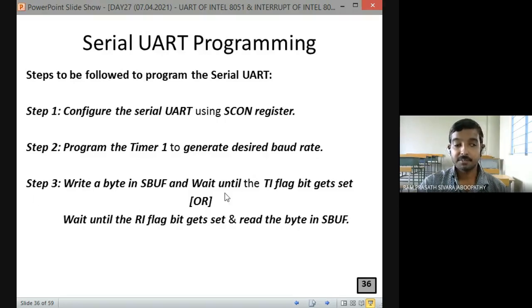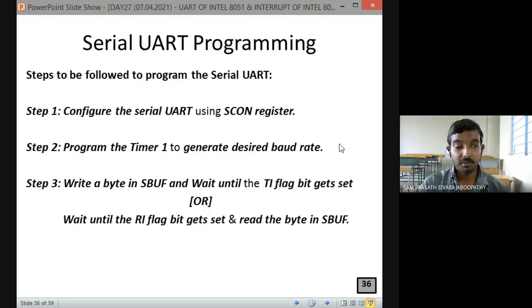Fine. If it is transmission, after writing into SBUF we have to wait until the TI flag is set. If it is reception, we have to wait till the RI bit gets set. What does waiting for the TI bit to be set mean? Transmission is over. For reception, what should I do? I have to check the RI flag. That's all about the steps involved in programming the 8051 UART.